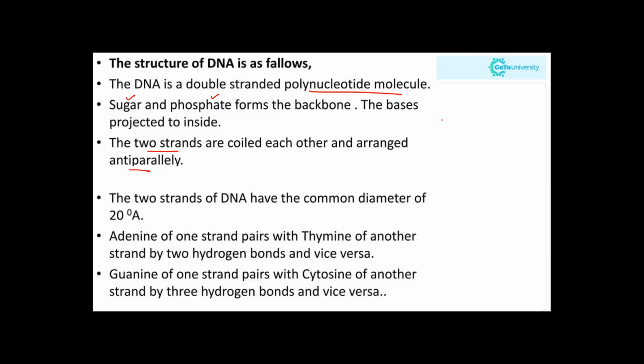That means one strand will be from 5' to 3' end and the other strand will be from 3' to 5' end. The two strands of DNA have a common diameter of 20 angstrom. Adenine of one strand pairs with thymine, and guanine pairs with cytosine. Adenine pairs with thymine by 2 hydrogen bonds, and guanine pairs with cytosine by 3 hydrogen bonds.